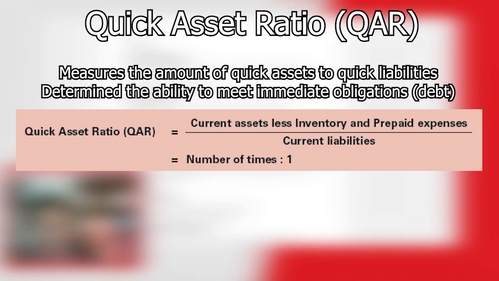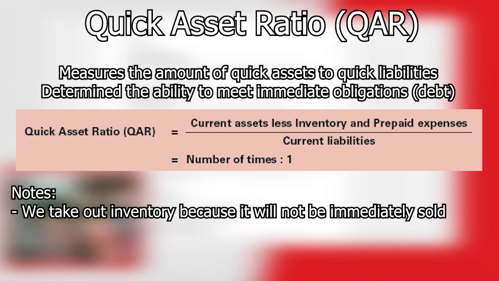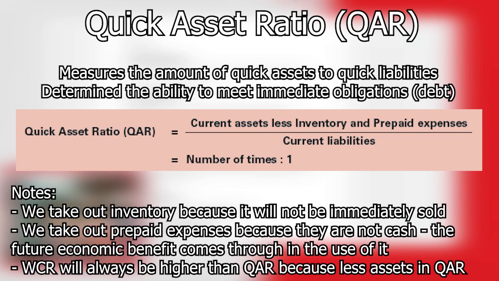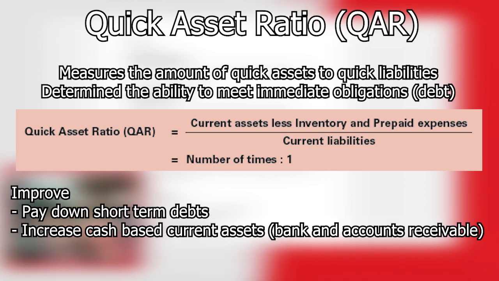And interestingly here, we take out inventory and prepaid expenses because inventory can't be turned to cash easily until it's sold, while prepaid expenses, you don't actually ever get a cash benefit from those, you only get the usage. So, like we've talked about previously, the quick asset ratio will always be a lower number than the working capital ratio, because from current assets you're deducting inventory and your prepaid expenses. So that will mean your assets are smaller. So quick asset ratio should always be lower than your working capital ratio. It can be equal, can never be higher.